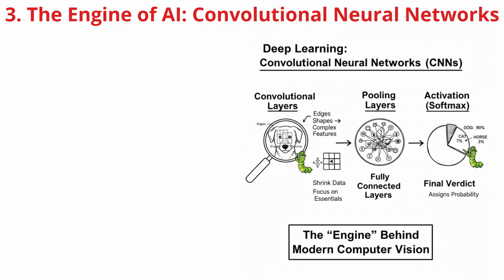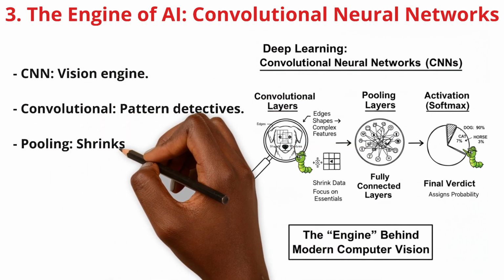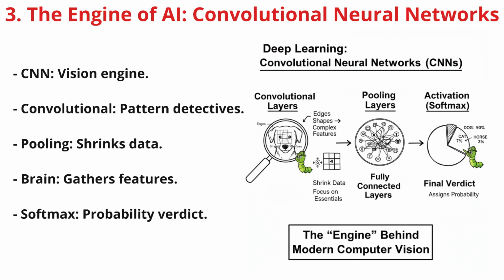Finally, the activation stage, specifically softmax, delivers the verdict. It assigns probabilities to its guess, such as a 90% probability that the image is a dog. By filtering images from simple lines to complex objects, the CNN allows machines to see with mathematical precision.